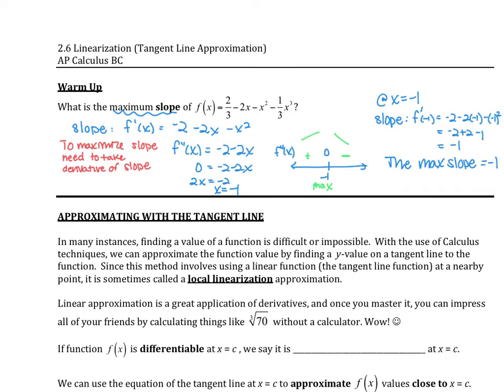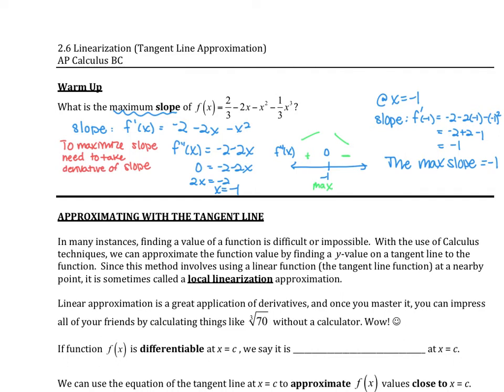How'd you do? Kind of a fun optimization problem that's a little bit different than some of the other ones we've looked at. Okay, well, today we are going to talk about linearization. There's actually a couple different names that you could hear this concept called. You could call it tangent line approximation, local linearization, just linearization. But here's what it is.